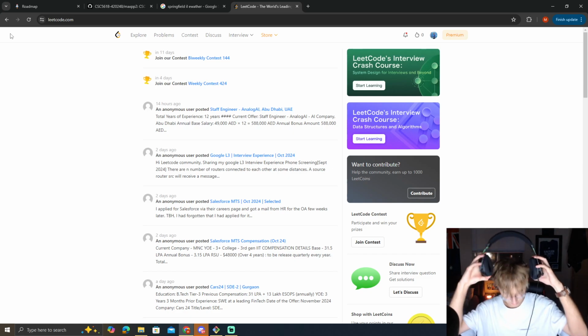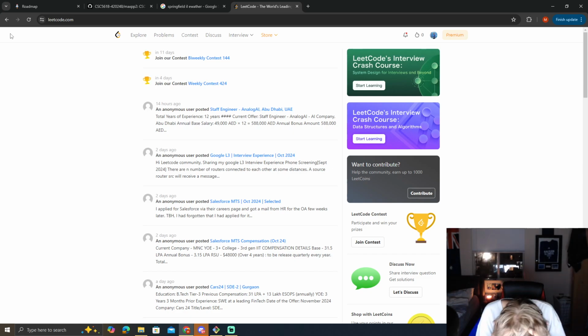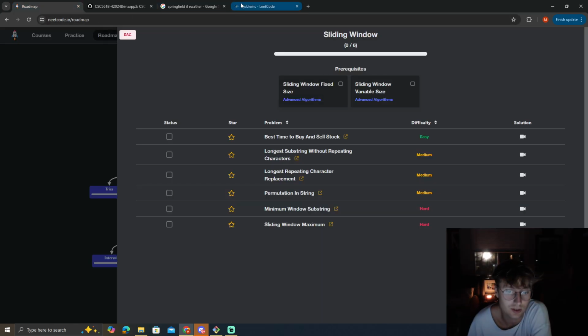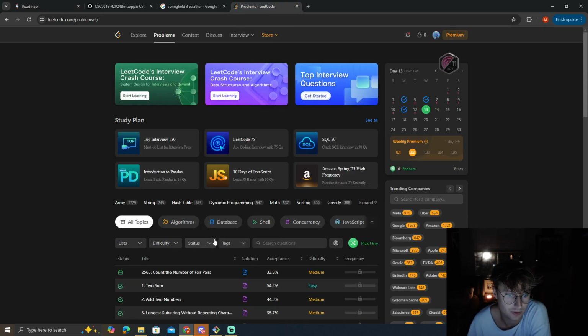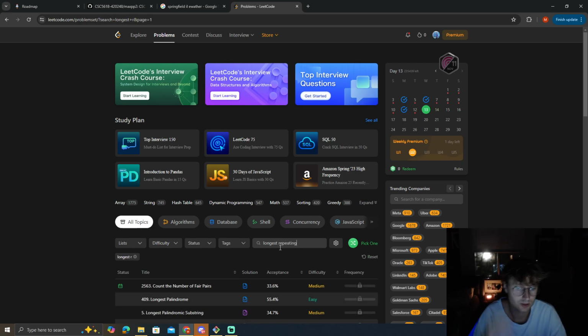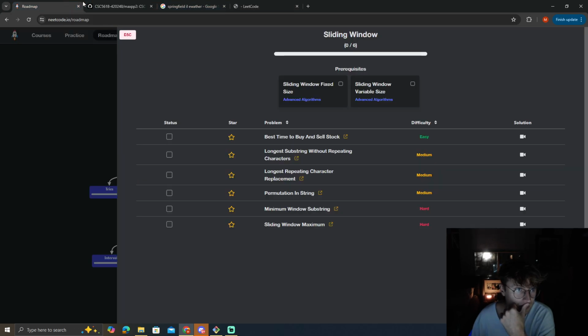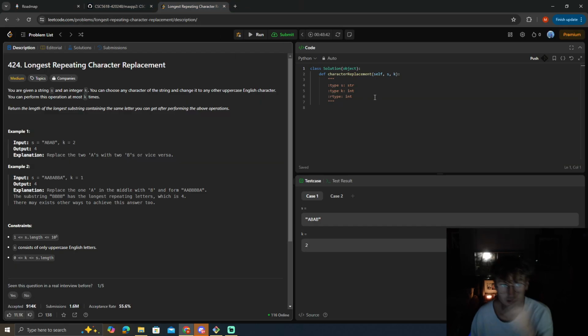It's been a long day today, so let's take a look at this one. The longest repeating character replacement. I think that one shouldn't be too hard. Yeah, longest repeating character replacement. I think that's it. Longest repeating character replacement. Yep. Okay.